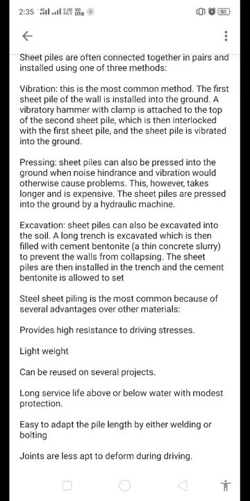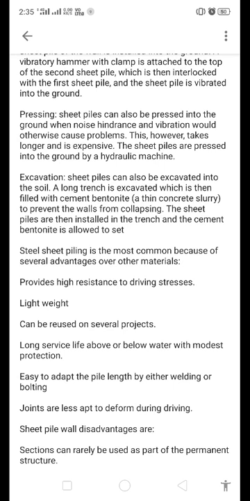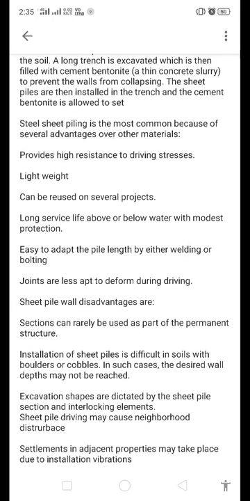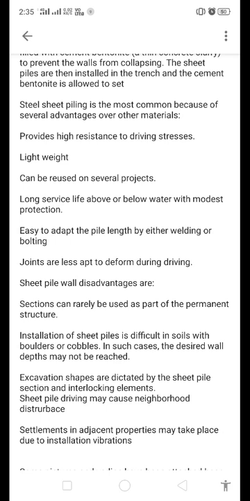Now, excavation: sheet piles can also be installed by excavating into the soil. A long trench is excavated which is then filled with cement bentonite, a thin concrete slurry, which prevents the wall from collapsing. The sheet piles can be installed in the trench and the cement bentonite is allowed to set. Steel sheet pile is the most common because of several advantages over other materials.